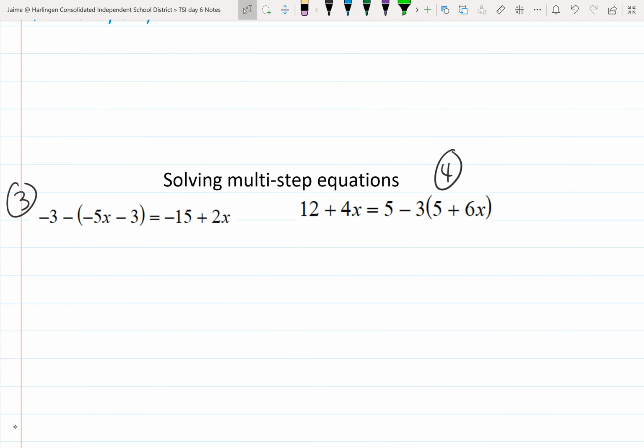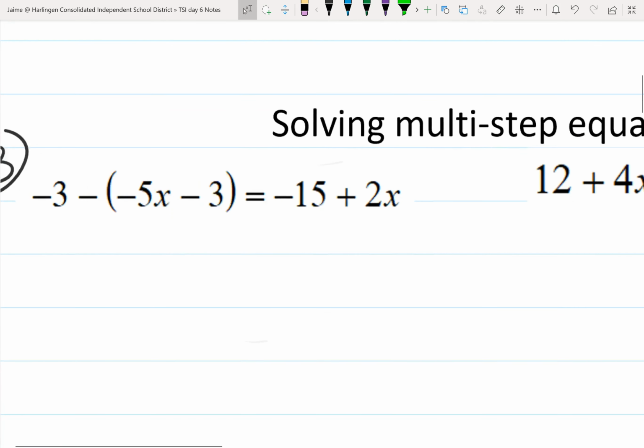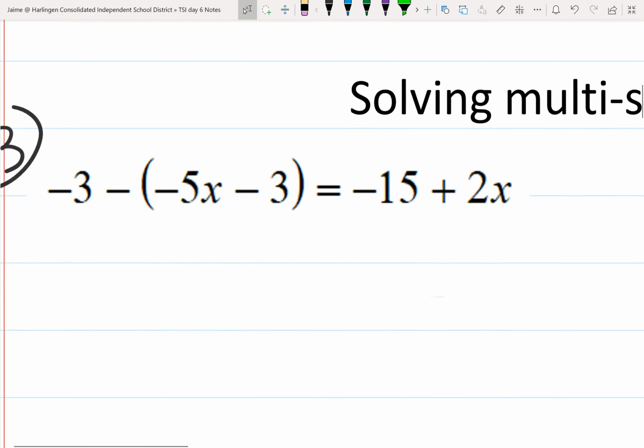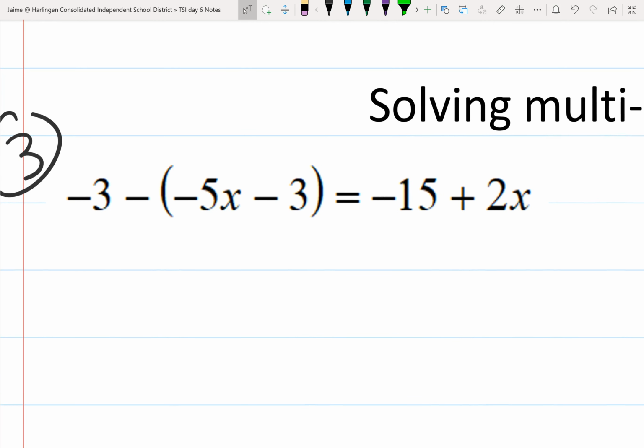Next section here is solving multi-step equations. Now we're really going to solve actual big boy multi-step equations here. Negative 3 minus parentheses negative 5x minus 3 is equal to negative 15 plus 2x. So first off, we have x's on both sides. I have an x right there and I have an x over here. So we're going to have to fix that later. We also have parentheses, which means we need to multiply. So that's what I'm going to do first.